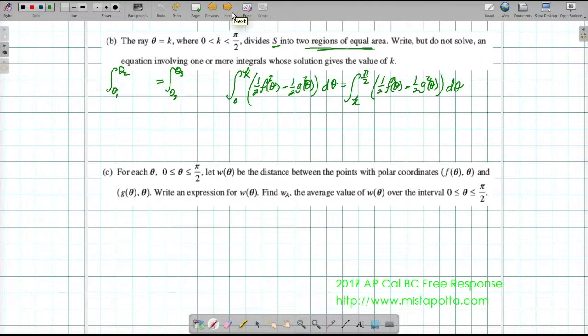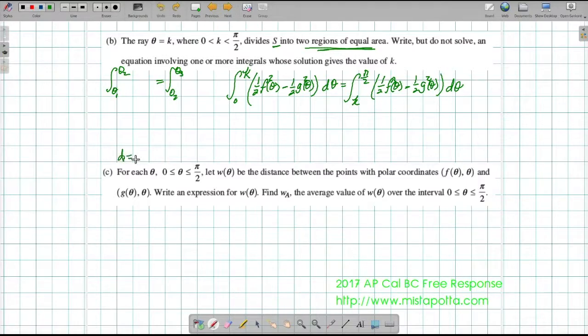Moving on to part C, it says, for each theta, 0 less than theta less than pi over 2, let w of theta be the distance between the points with polar coordinates f of theta, comma theta, and g of theta, comma theta. Write an expression for w of theta, then find wa, the average value of w of theta, over this integral.